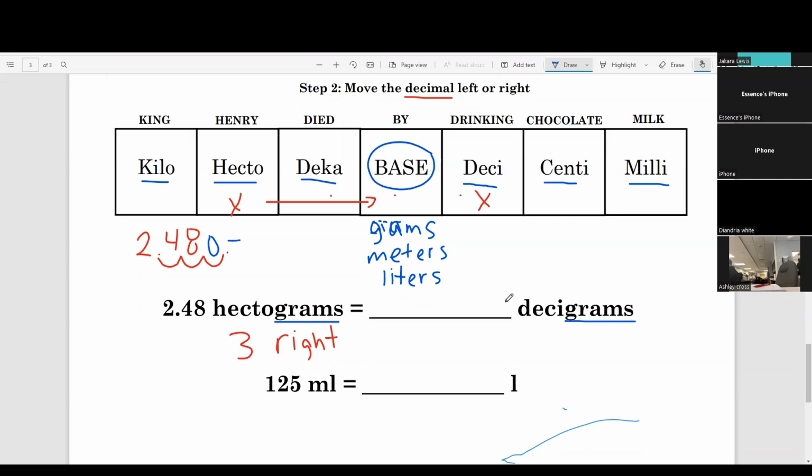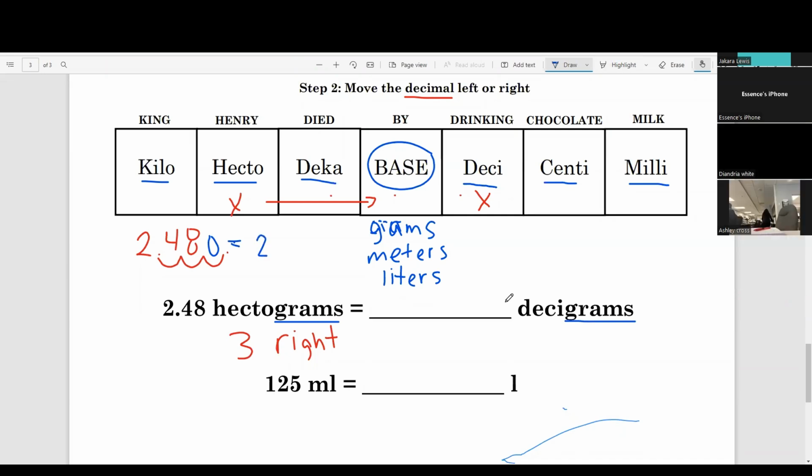So if we rewrite our new value, we have 2480. Now you can put the decimal at the end if you want to, but you don't have to because we're dealing with the whole number. The only time a decimal has to be visible is if it's in between values. But if it's at the end of a value, it doesn't necessarily have to be there. All right, so we go back and we answer it. 2.48 hectograms is equivalent to 2,480 decigrams. And that's it.